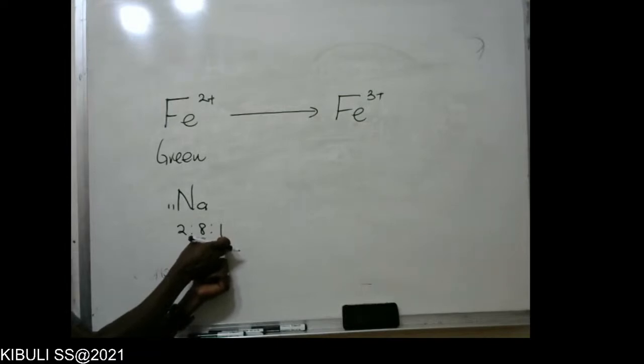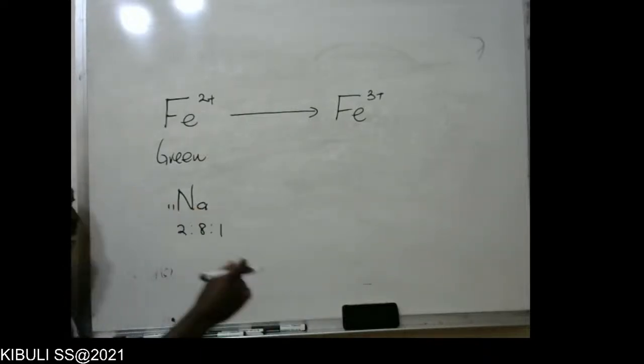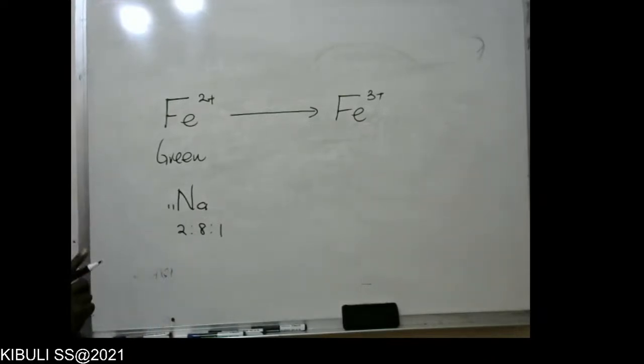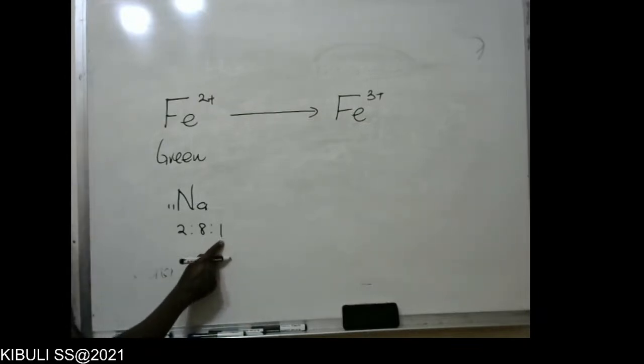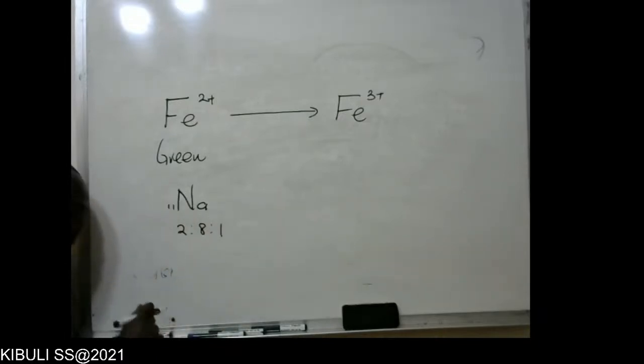Now, what is an ion? A charged particle. How is an ion formed? Either by gaining or by losing electrons. This is a metal. How do metals form ions? They form ions by losing electrons in the outermost energy level. So how many electrons are present here? 1. How many will be lost? 1.